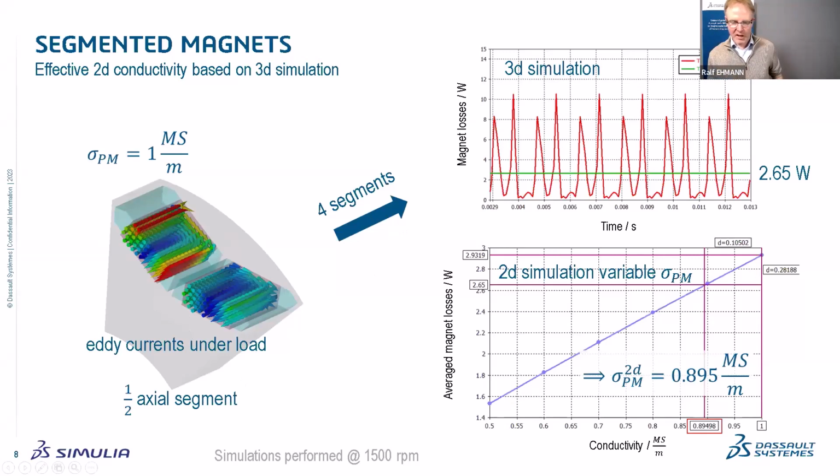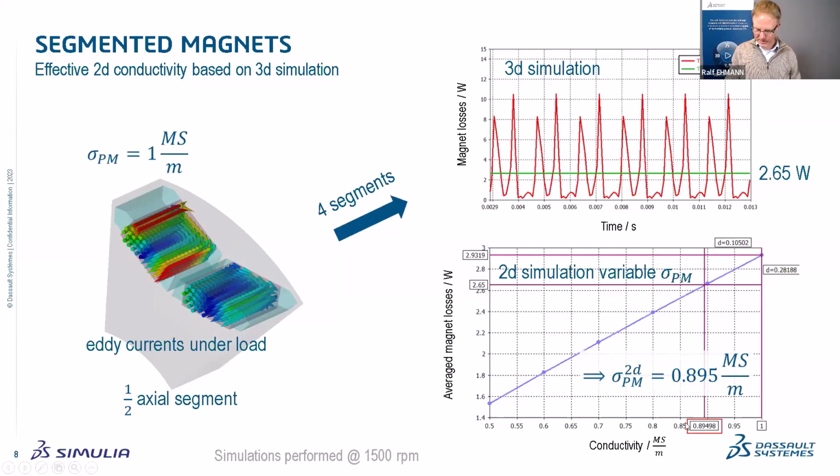And when we scale the losses from half of a segment, what we simulate here, up to 4 segments, we have losses over time from the 3D simulation inside of the magnet, which average to 2.65 watt at 1500 RPM in this case. So now the goal is to determine the effective 2D conductivity, which gives the same amount of losses. And here you can make a sweep or use an optimizer, but since it's more or less linear in this case, a sweep is maybe easier. You run some points, in this case 0.5, 0.6, and so on, and you find the point where you reach this 2.6 watt average loss.